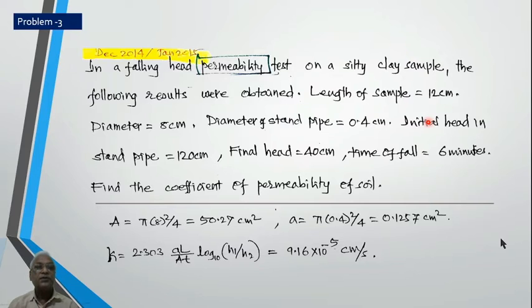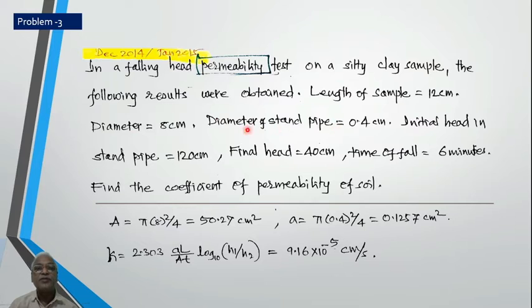Okay, in this third problem, it's also from the question paper. In a falling head permeability test on a silty clay sample, the following results were obtained. Length of sample is 12 centimeter. The diameter is 8 centimeter.